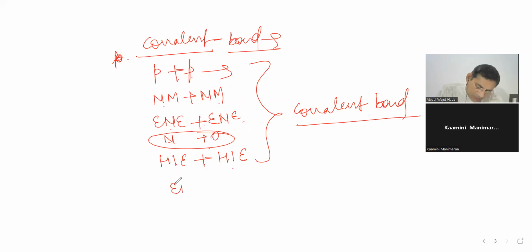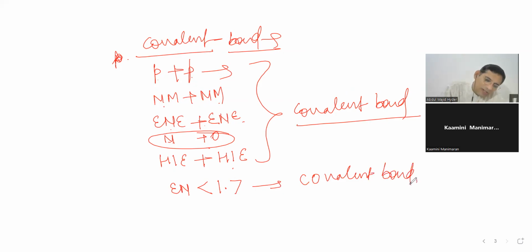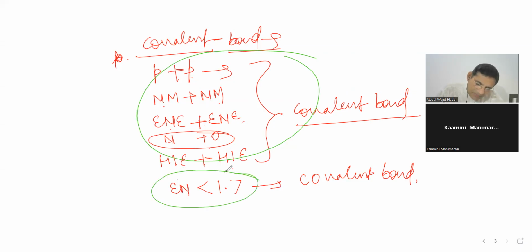If the difference in electronegativity between the two elements is less than 1.7, then the bond formed will always be a covalent bond. These points are not so good. This is the ultimate point, but it's difficult. I have already said, P block elements plus D block elements in the higher oxidation state, the bond formed will always be a covalent bond.